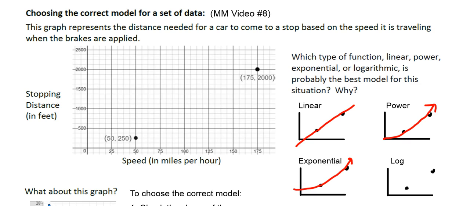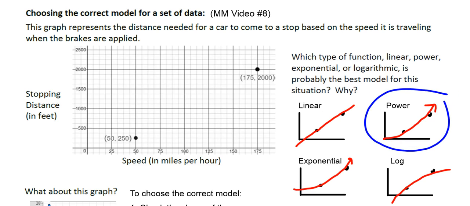Log would do this. That has an asymptote saying that a car couldn't possibly have 0 miles, it wouldn't even go 0 miles per hour. Now this function might fit okay for larger numbers of miles per hour, but it looks like power makes the most sense. I would choose the power function.